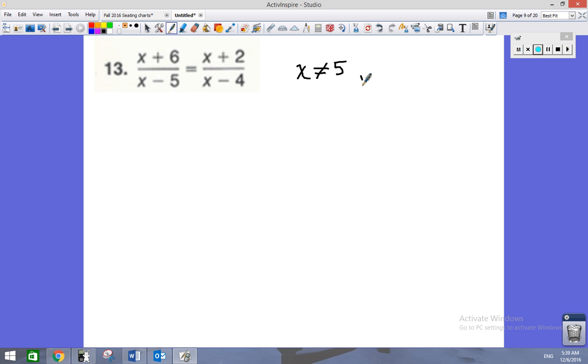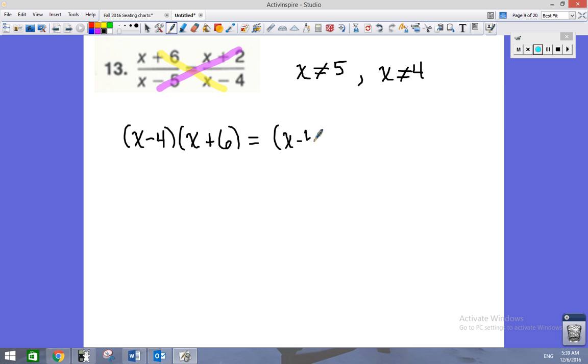On the right hand side, by the same argument, x cannot be 4. If we get one of these two answers, we'll have to throw them out, and they refer to those as extraneous, extra solutions. So we need to multiply along the diagonals, just as before. This time we need parentheses around each binomial. We've got x minus 4 times x plus 6 and x minus 5 times x plus 2. So I would suggest that you multiply these in the form of a table.